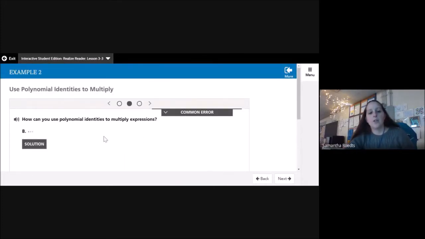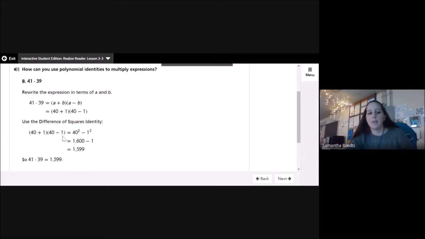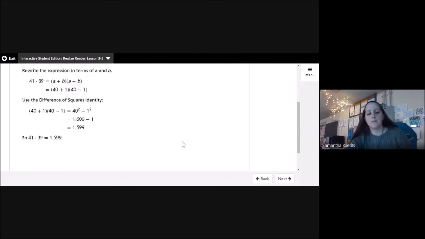All right, how can you use polynomial identities to multiply expressions? So 41 times 39, I can rewrite the expression in terms of a and b. So 41 times 39 equals (a plus b) times (a minus b). So 41 equals 40 plus 1, and 39 equals 40 minus 1. This is the difference of squares identity. So I take 40 squared minus 1 squared, so 1600 minus 1 gives me 1599.